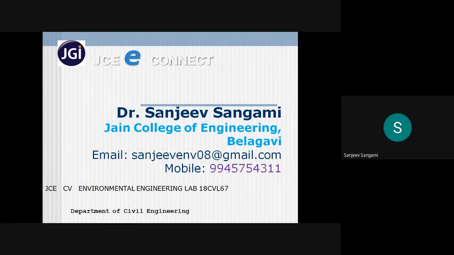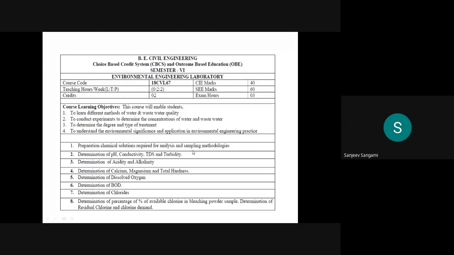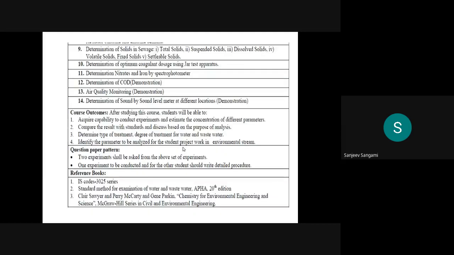In the previous class, we were discussing the importance of the lab, where it is used, and how we have to use this lab with social importance. We also discussed that around 11 experiments are there for conduction and 3 experiments for the demo experiments. We also learned the course objectives and the course outcomes.